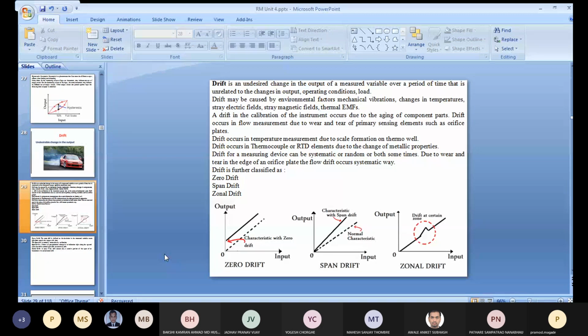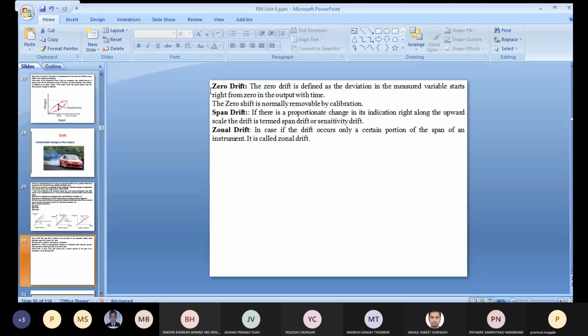Okay. So now the next point is about zero drift, span drift, and zonal drift. I have quoted the write-up here, so I'll read. Zero drift is defined as the deviation in the measured variable starting right from the zero to output. Span drift is nothing but it will create a length for a particular project, that will be the span, and zonal drift means it will be in the process. As we have written the thing, the diagram also we have drawn. So you can write this in your own words: zero drift, span drift, and zonal drift.